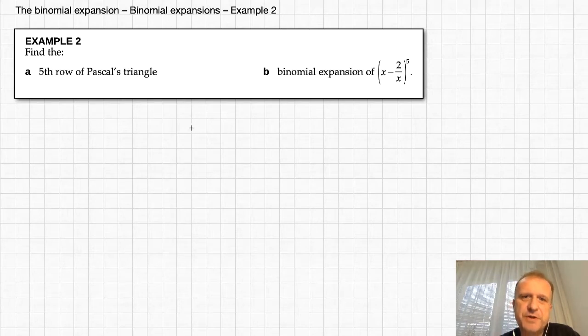The binomial expansion, example 2. Find the fifth row of Pascal's triangle and then the binomial expansion of this binomial, (x minus 2 over x) to the power of 5. Okay, so let's do it.